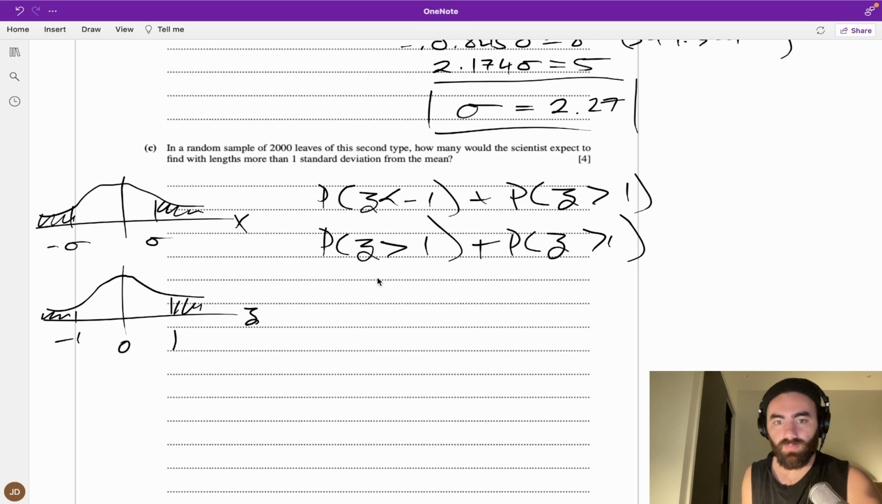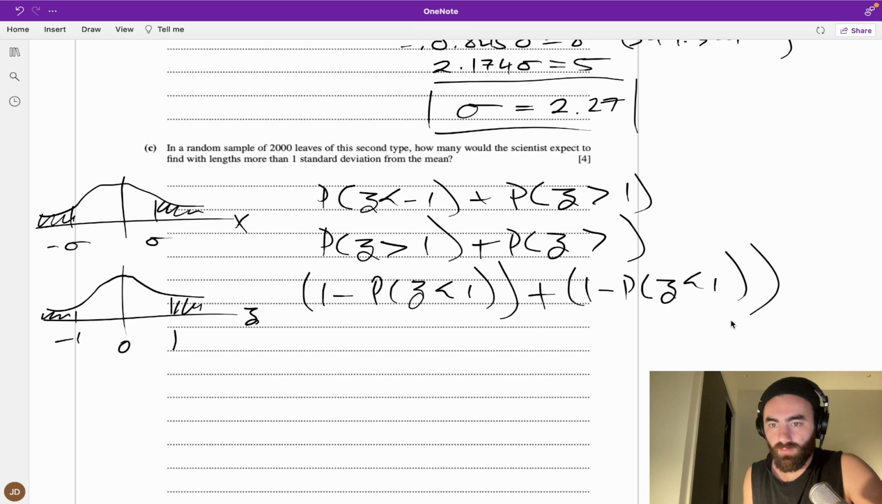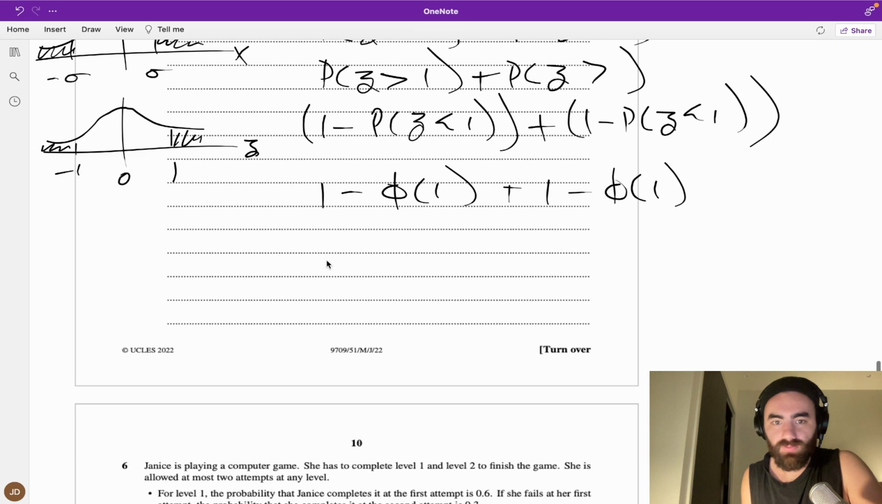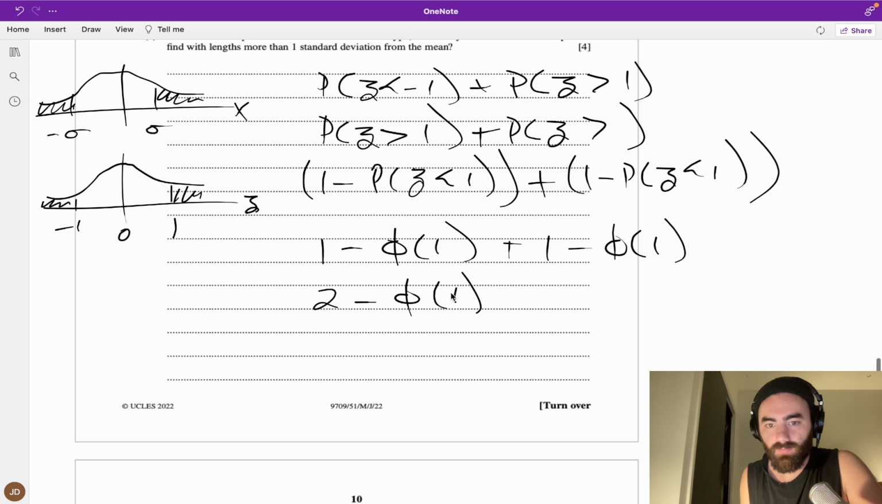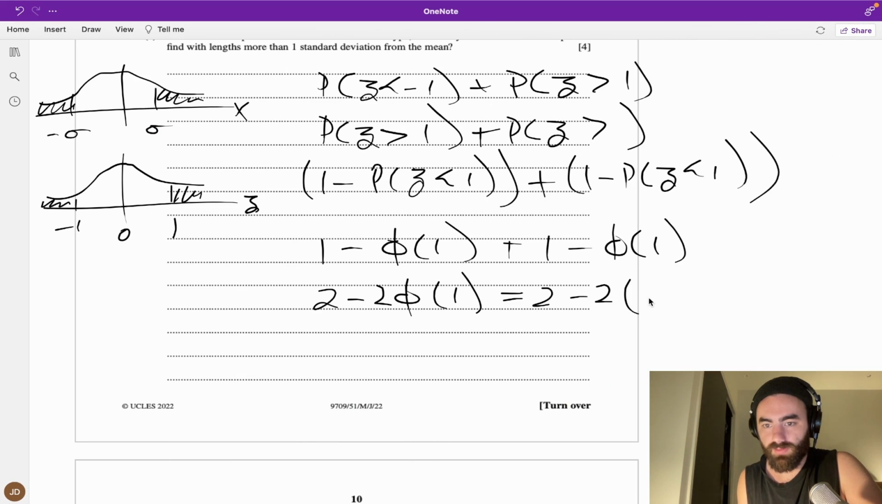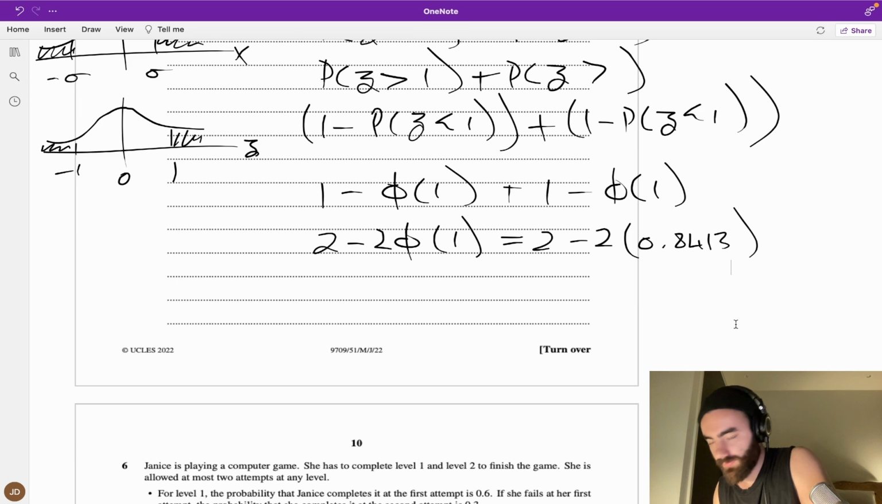That's the probability that z is greater than 1. And this is the same as 1 minus the probability z is less than 1, plus the same thing here: 1 minus the probability that z is less than 1. We do that because this is the thing we can actually calculate from that table. So this would be 1 minus this plus 1 minus this, so that's 2 minus 2 of this. What is this? Well, when z is 1.0, we get 0.8413. So 2 minus 2 times 0.8413. 2 minus the answer is 0.3174.